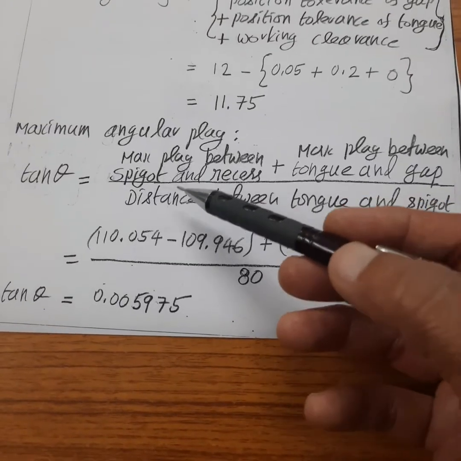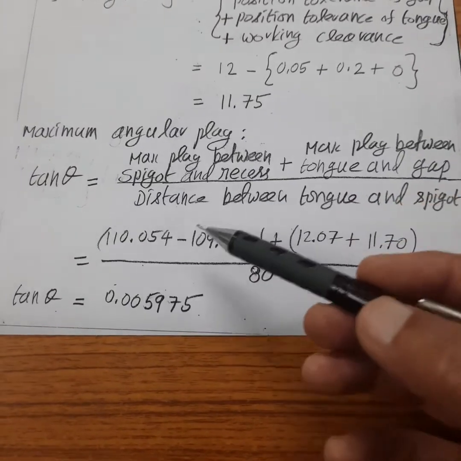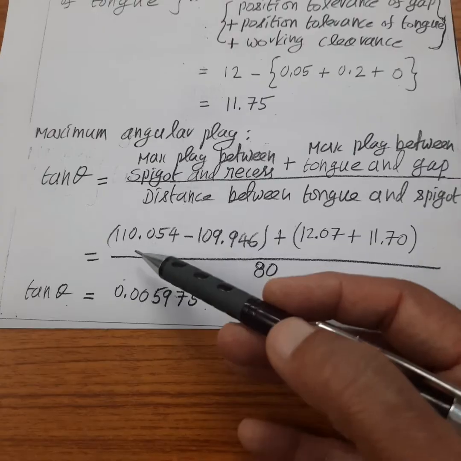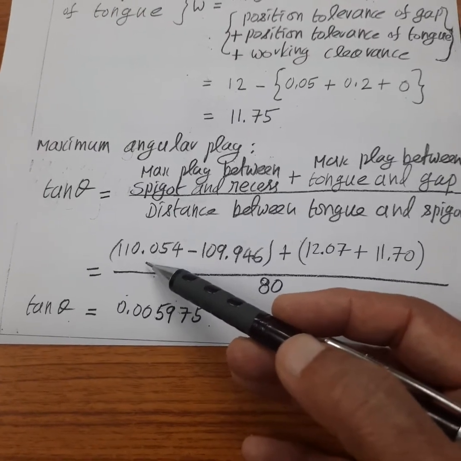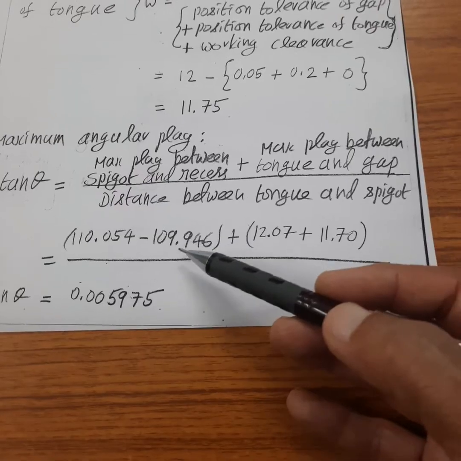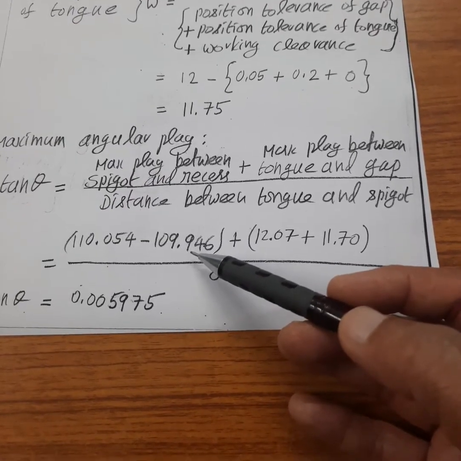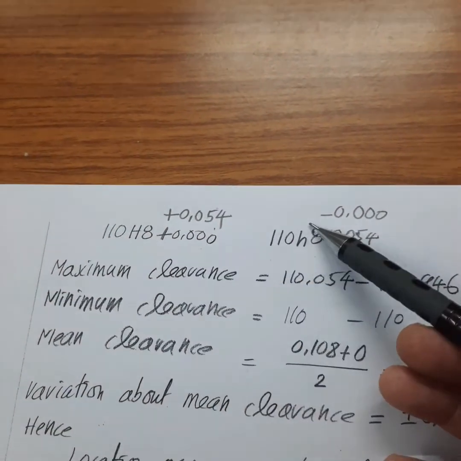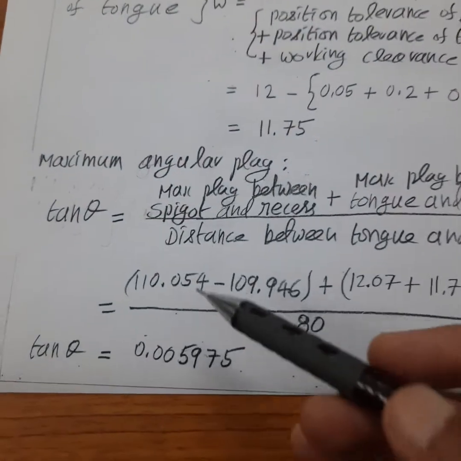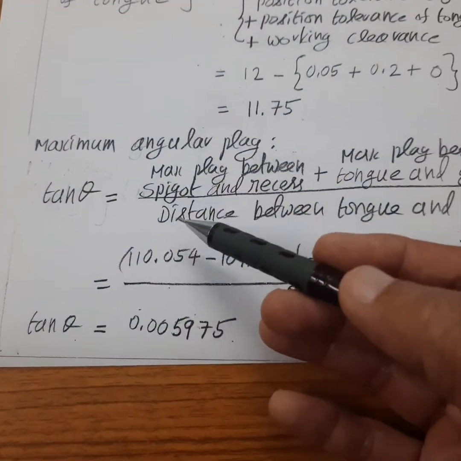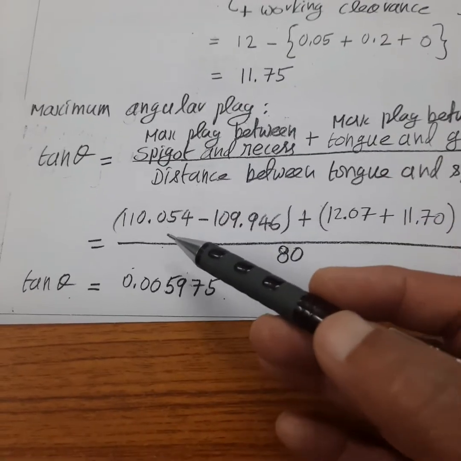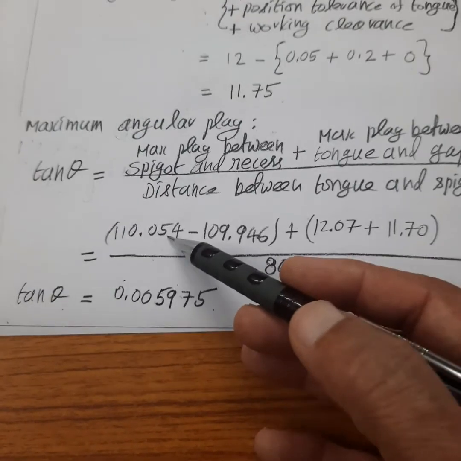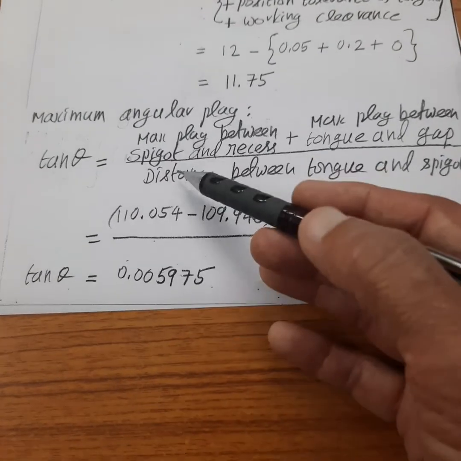So the maximum play between spigot and recess is arrived at as follows. The maximum size of the recess is 110.054. The minimum size of the spigot is 109.946. Referring to these tolerances, we have found the maximum and minimum sizes of the spigot and recess. So 110.054 minus 109.946 is the maximum clearance prevailing between the spigot and recess.